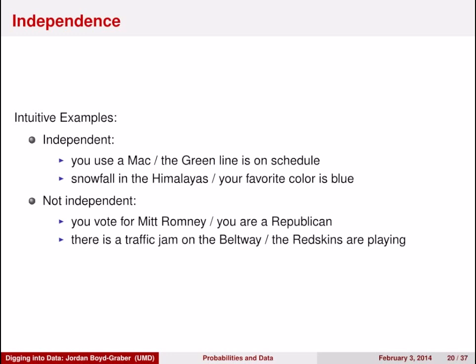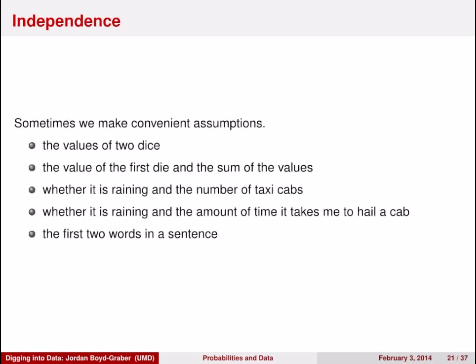While these are very clear examples, sometimes this distinction isn't so clear-cut. Sometimes we make very convenient assumptions. Whether it is raining and the number of taxi cabs is probably not independent, but we may assume that it is.